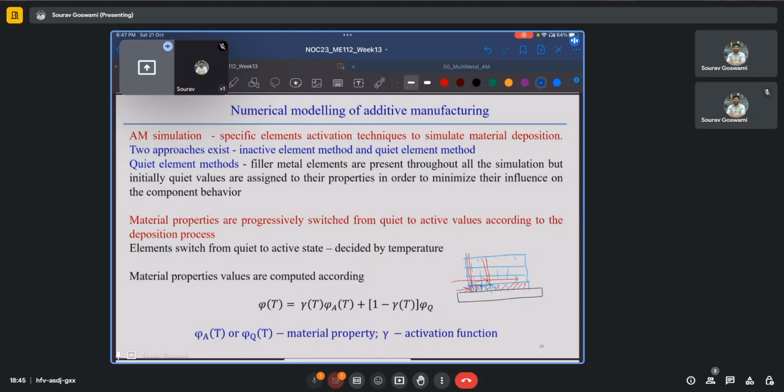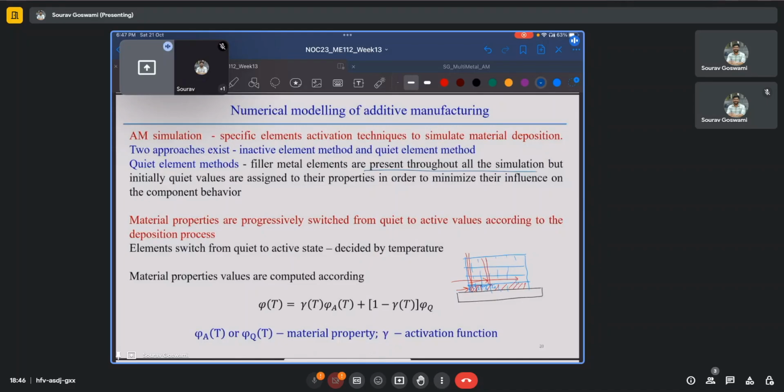And this has been described in this slide. So we resort to element activation techniques to simulate the material deposition. The two approaches are the inactive element method and the quiet element method. Of that, the quiet element method is described here, where the filler elements are already present throughout the simulation, or throughout our solution domain, but they are initially assigned some quiet values in order to minimize their influence on the component behavior. And then these material properties are progressively switched from quiet to active according to the deposition process or the movement of the energy source.